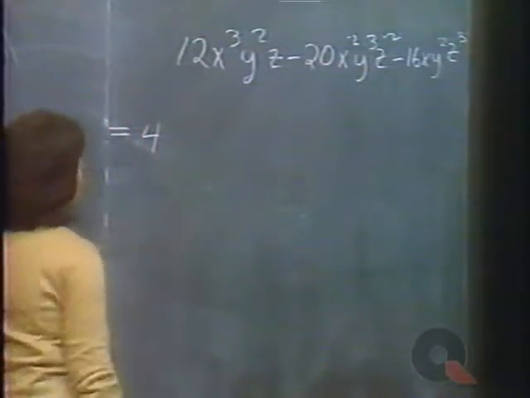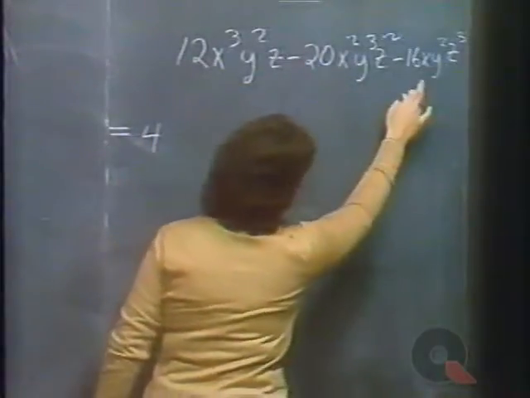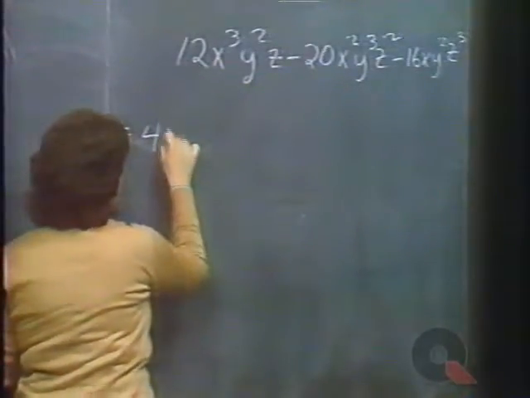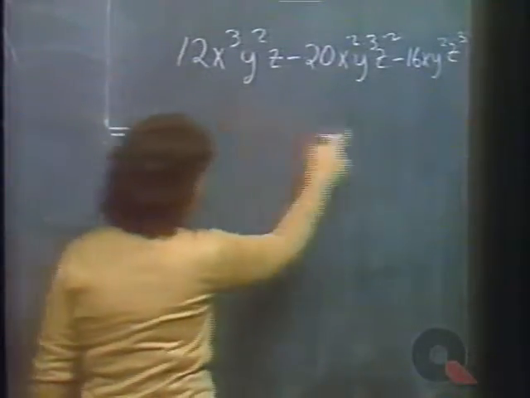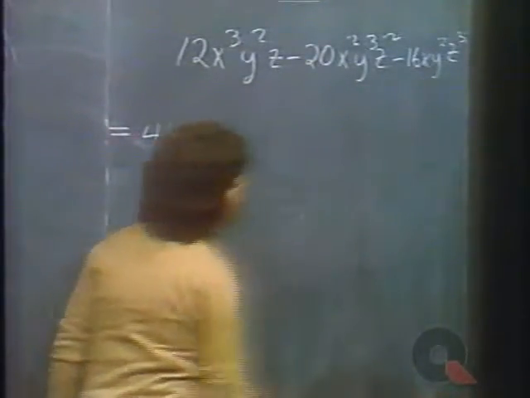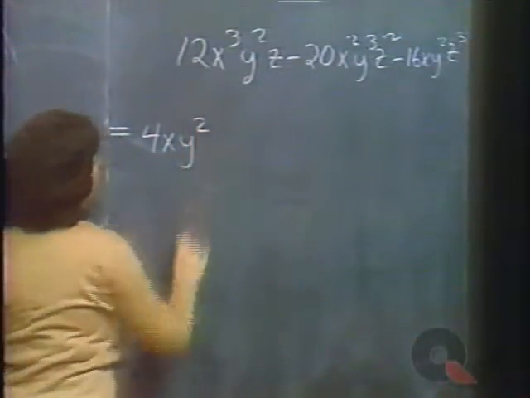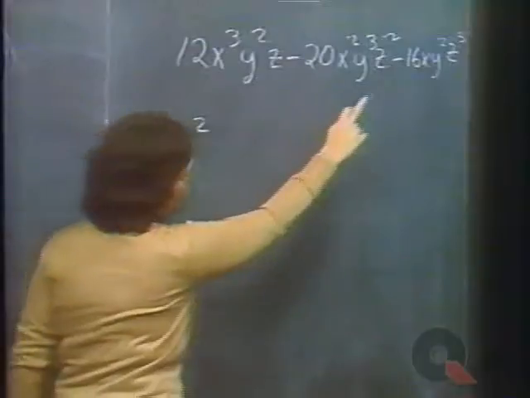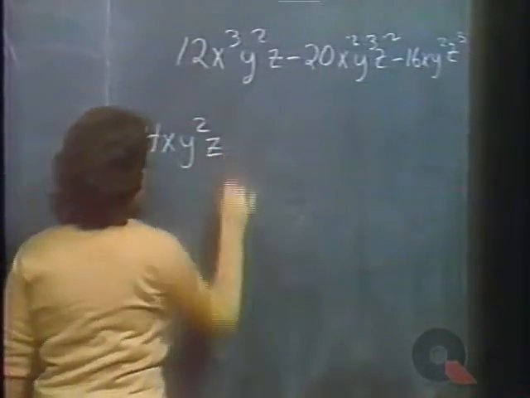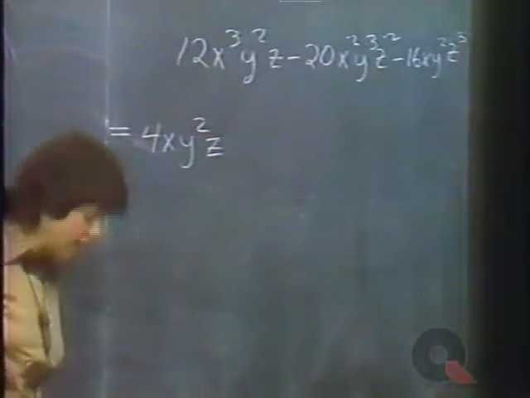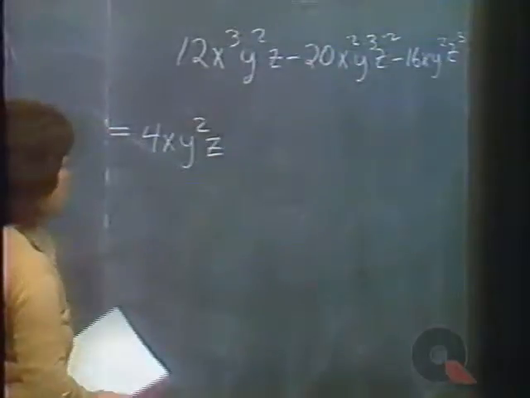The first term has an x cubed, the second an x squared, and the third just an x. So the most we could hope to pull out from all 3 terms is the x. Here we have a y squared, a y cubed, and a y squared. So we can pull out the y squared. We have a z squared, and a z cubed. We will then pull out a z from each term. What I'm going to do is rewrite each term as 4xy squared z times something.